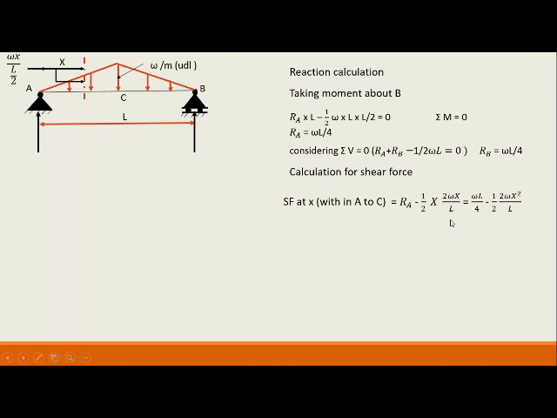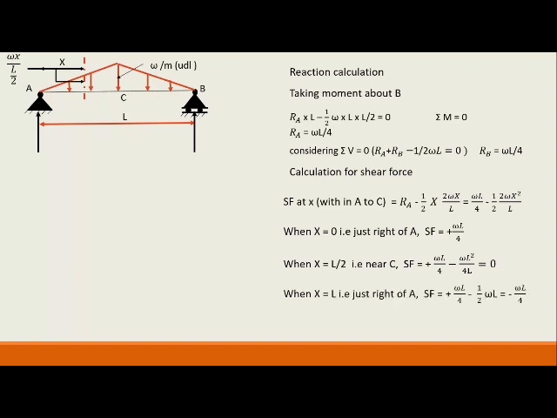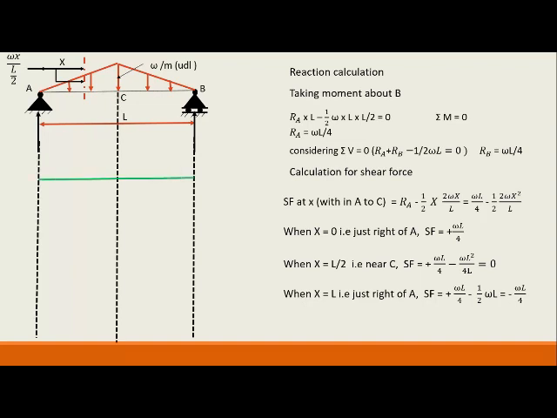Now it forms an equation which is a square parabolic equation. At x equals 0, SF comes as plus omega L by 4. At x equals L by 2, it is 0. And at x equals L, it comes as minus omega L by 4. So let us draw the shear force diagram. This is the baseline, positive omega L by 4 at support A, negative omega L by 4 at support B, and it is a square parabola. So it will look like this. Put the sign convention. So this is the shear force diagram.